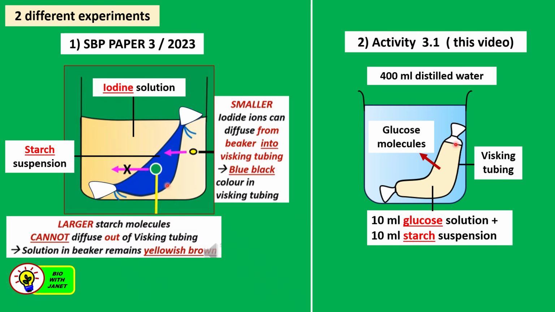So in this experiment, it's different. We're going to talk about the content inside the Visking tubing, which is different. It contains glucose and starch, and outside there's no iodine in the distilled water. Okay, so this is activity 3.1.